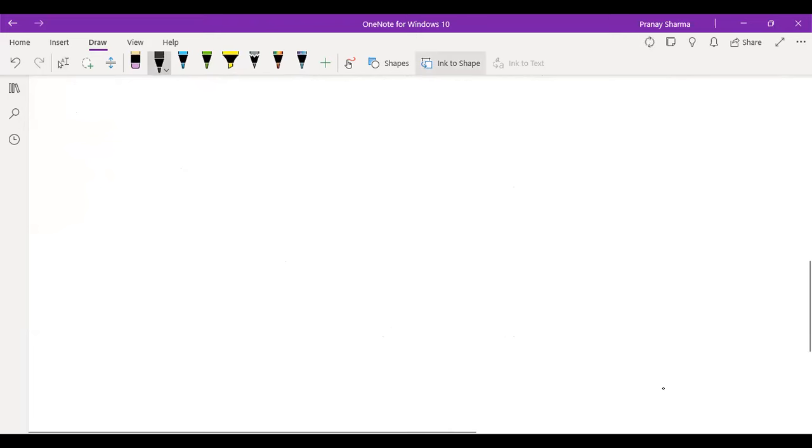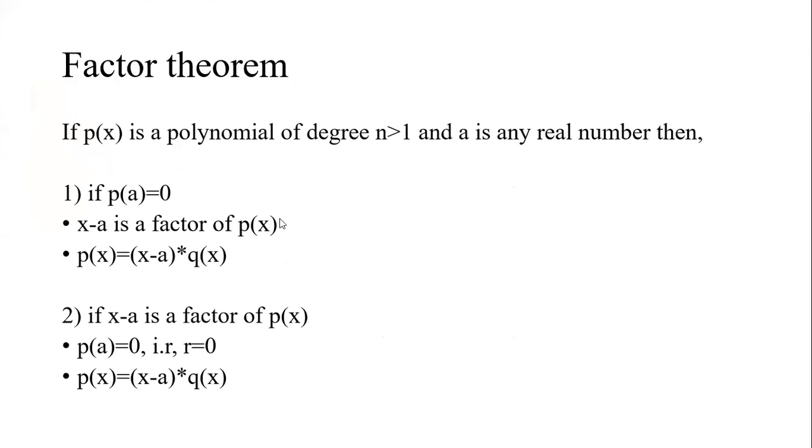Now, an extension to the remainder theorem is, let us move to our slides, the factor theorem. What is the factor theorem stating? Suppose by chance we are getting the remainder as 0, then we say that x minus a is actually a factor of p of x, and p of x can be rewritten in this format, x minus a times q of x. Now what does this signify? Let us read the second statement as well.